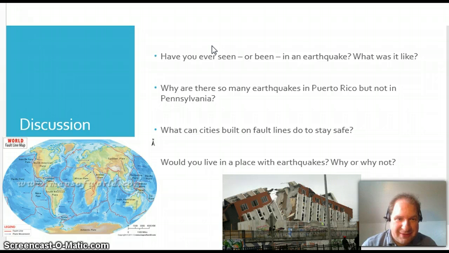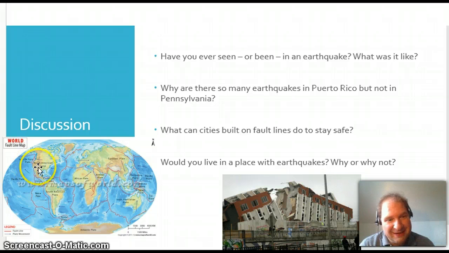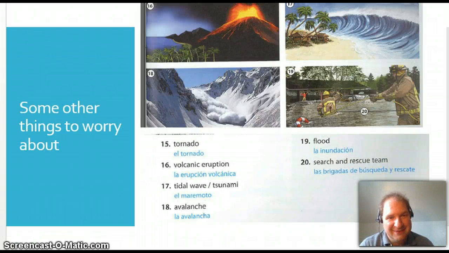Why does Puerto Rico have more? Because Puerto Rico is down here below Florida, right next to this red line, and Pennsylvania is over here. So when there's a break, Puerto Rico gets the shock. Pennsylvania, not so much. Some other things to worry about.